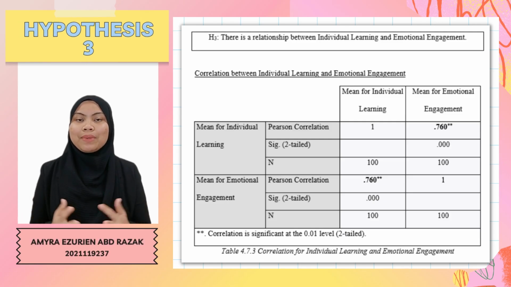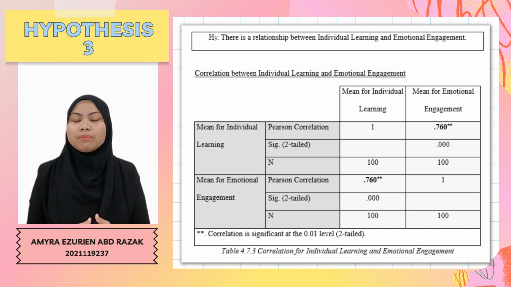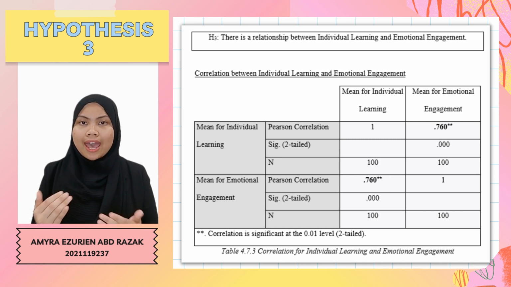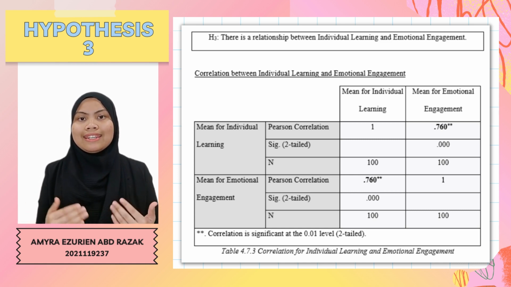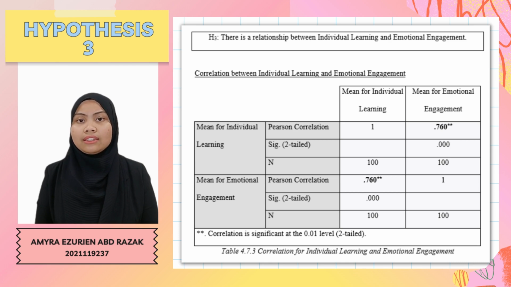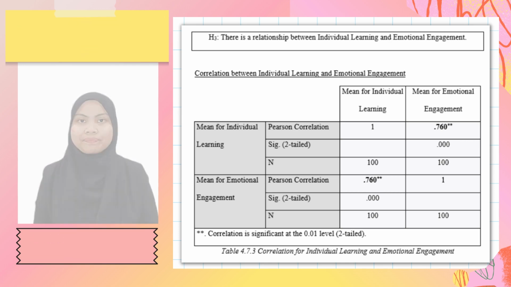For hypothesis 3, based on the result of mean values, the table is illustrated. It demonstrates the correlation between individual learning and emotional engagement. According to the illustrated table, the research hypothesis 3 is accepted because there is a relationship between individual learning and emotional engagement. This is in line with the finding of Wade et al. 2019, who found a significant relationship between individual learning and emotional engagement.